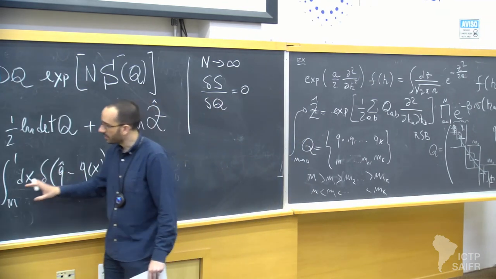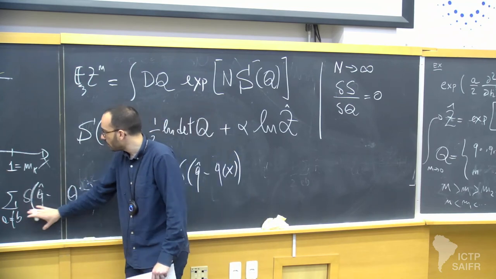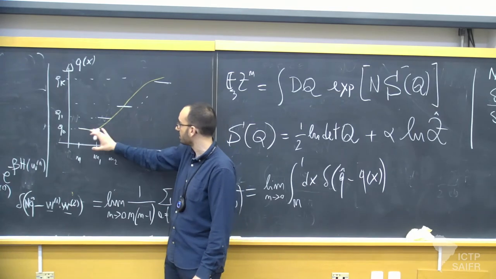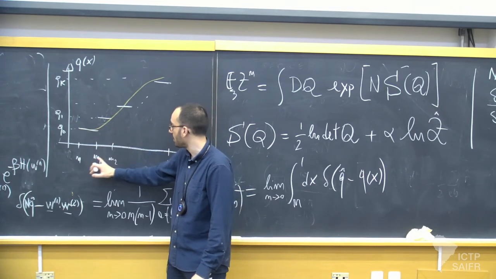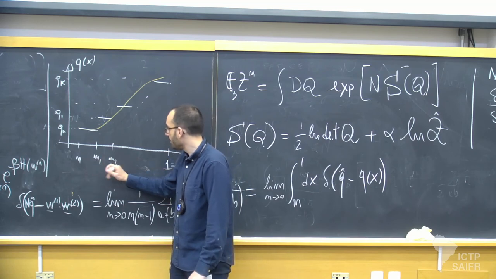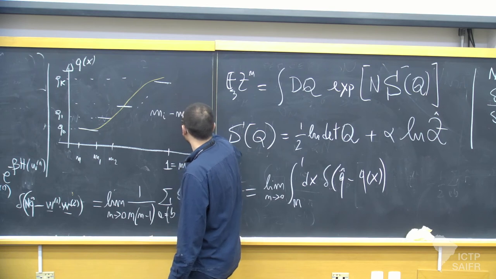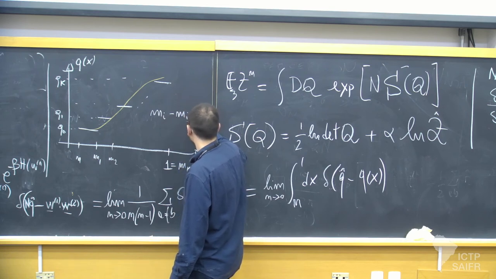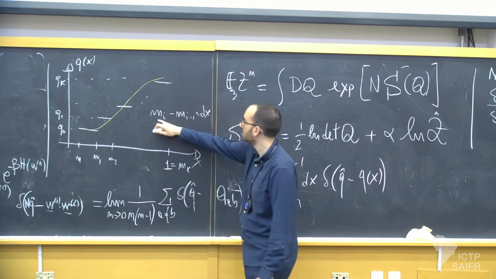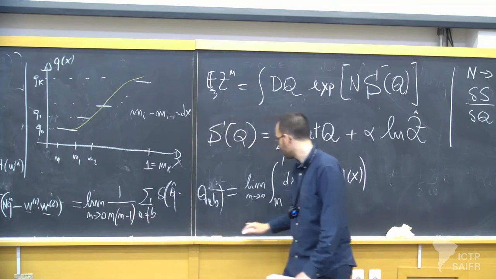So the way in which you have to do this is that you take the KRSB approximation, where you have K terms, and then you assume that m_i minus m_{i-1}, the dx, is small. And if you do this, you can go from this to this integral.